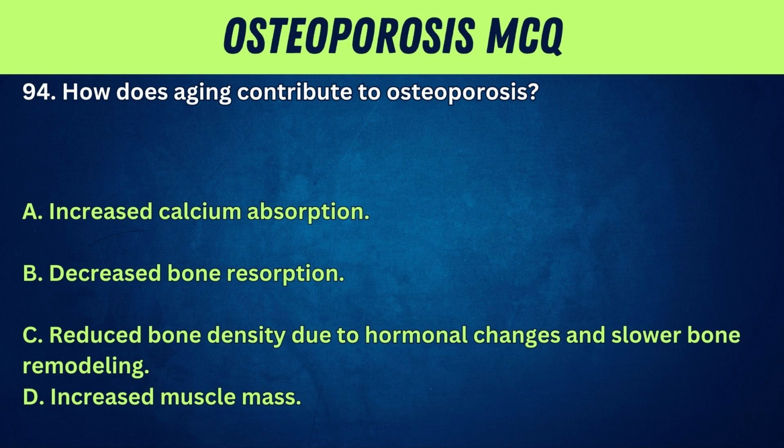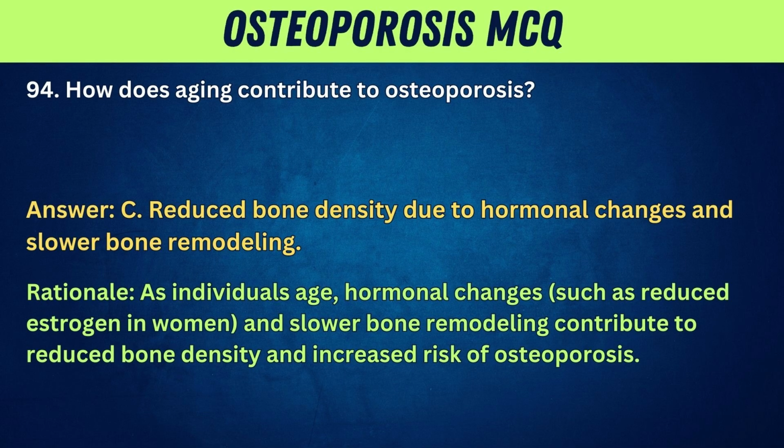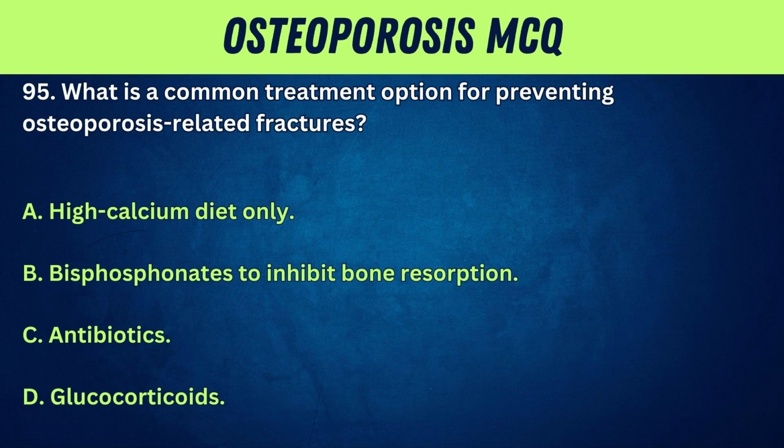A. Increased calcium absorption. B. Decreased bone resorption. C. Reduced bone density due to hormonal changes and slower bone remodeling. D. Increased muscle mass. Answer: C. Reduced bone density due to hormonal changes and slower bone remodeling. Rationale: as individuals age, hormonal changes such as reduced estrogen in women and slower bone remodeling contribute to reduced bone density and increased risk of osteoporosis. 95. What is a common treatment option for preventing osteoporosis-related fractures?